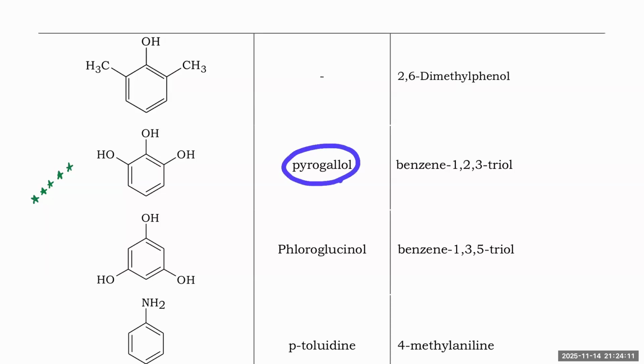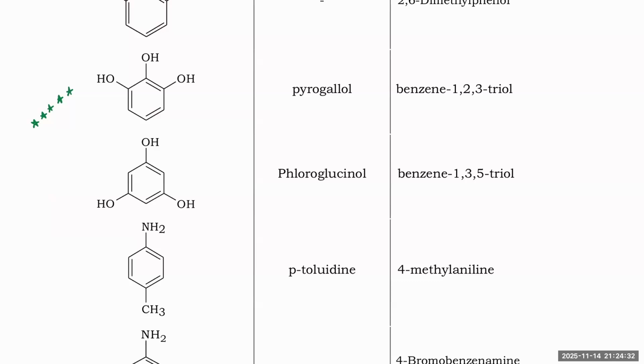So remember pyrogallol. Pyrogallol is a thick liquid solution which will absorb oxygen very easily. That's why it is used as an absorbent for oxygen. The IUPAC naming is benzene 1,2,3 triol, but the common name is pyrogallol. Next one, if you have three functional groups at 1,3,5 position, the common name is phloroglucinol. The IUPAC name is benzene 1,3,5 triol.